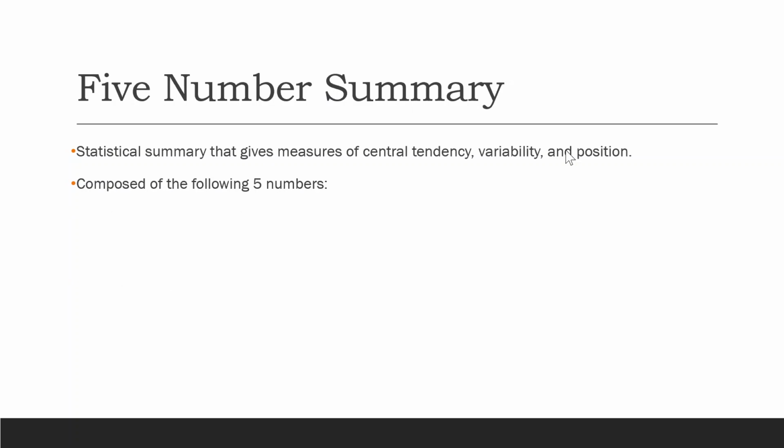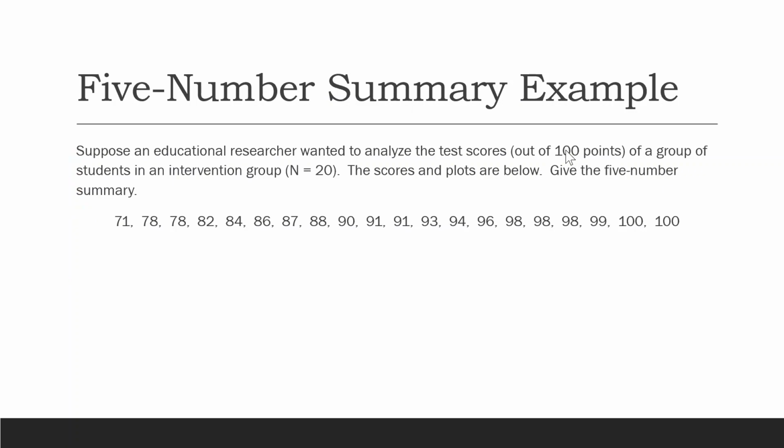If I take those quartiles and add our minimum and maximum values to that, we get what we call the 5-number summary. It's a statistical summary that gives us measures of central tendency, variability, and position, and it's composed of these 5 numbers here. And so let's look at an example where we calculate the 5-number summary, which again is the minimum, Q1, Q2, Q3, and the maximum.